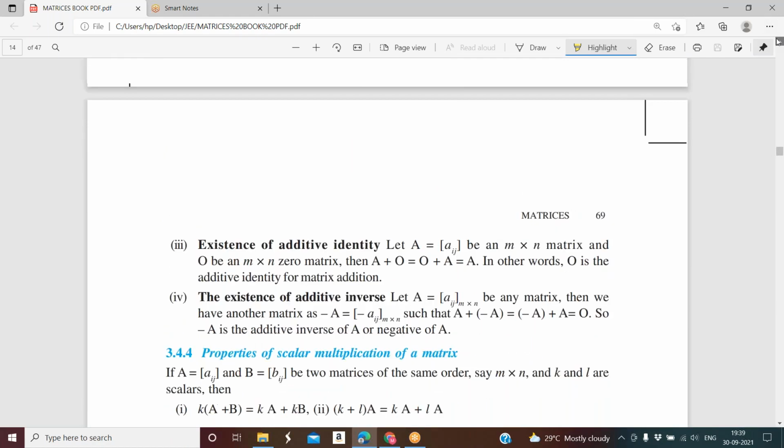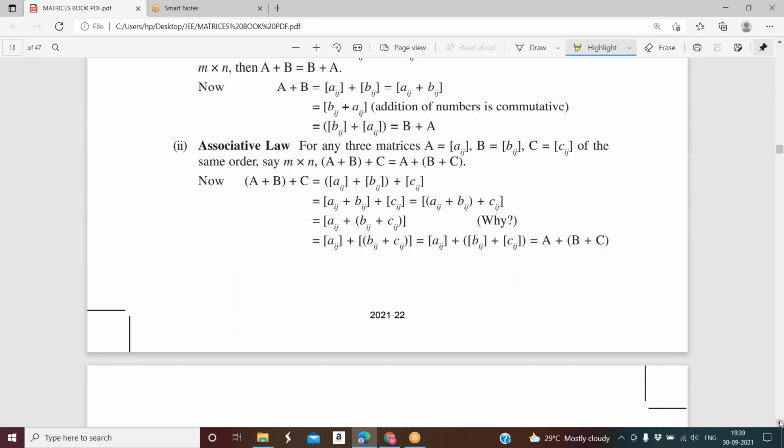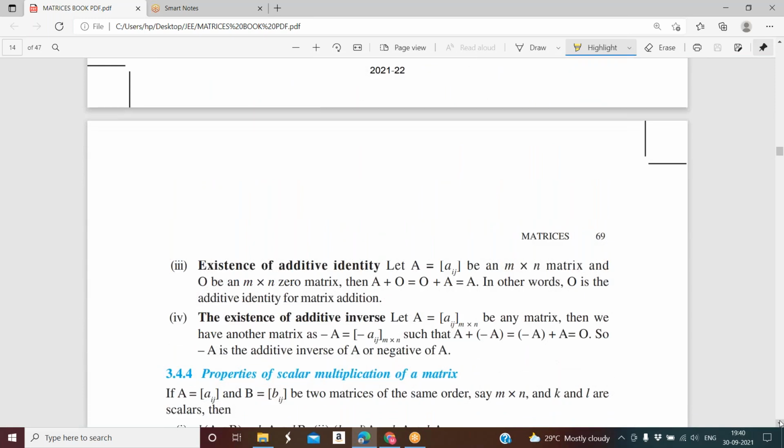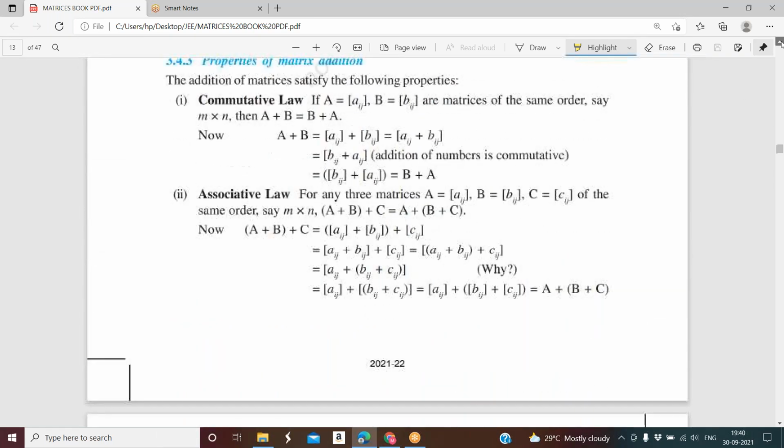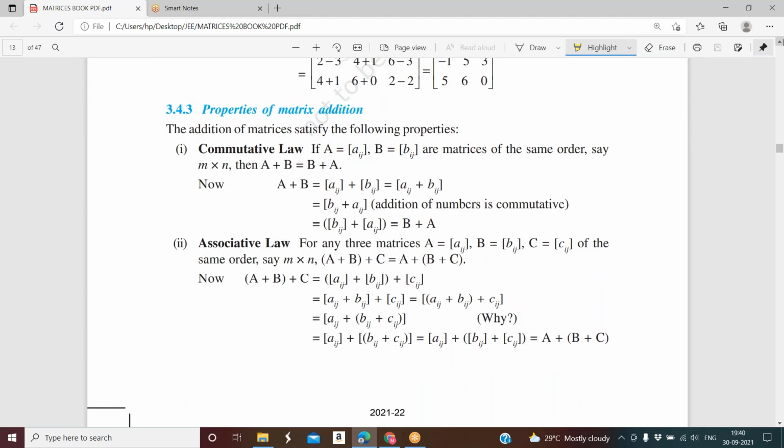There are four properties: commutative law, associative law, existence of additive identity, and existence of additive inverse. So these are the four properties of addition of matrices. What do you mean by commutative law? If A and B are any two matrices of the same order, say m by n, then A plus B equals B plus A. This is the commutative law.